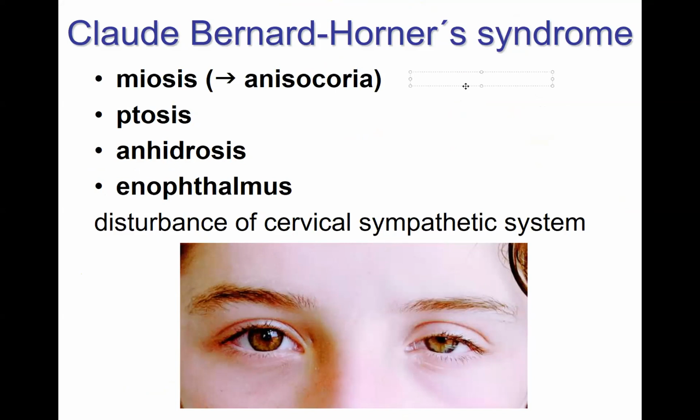So we have miosis because we know that the sympathetic system innervates the dilator, in Latin dilatator pupillae. So it's a muscle which dilates your pupil. That means if you would like to fight, your pupil is enlarged. If someone is sympathetic and you like him, your pupil is enlarged. Yeah. So please remember that the dilator of the pupil is innervated by the sympathetic system. So the function is mydriasis.